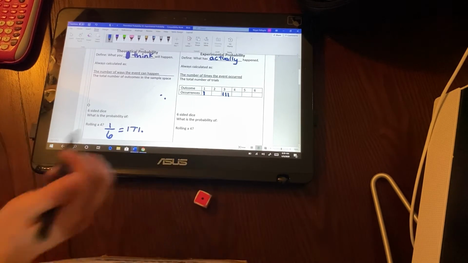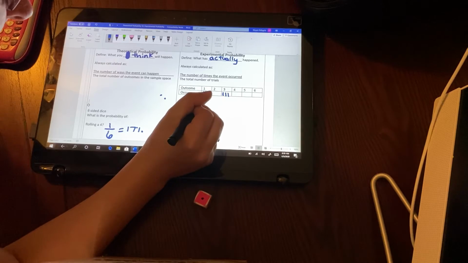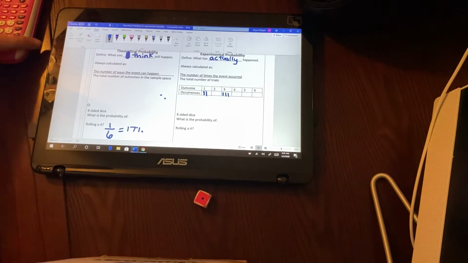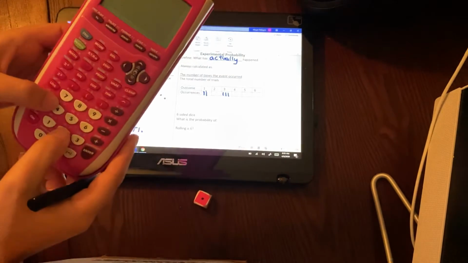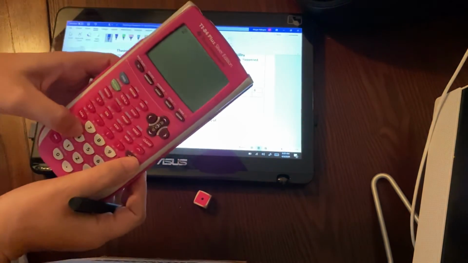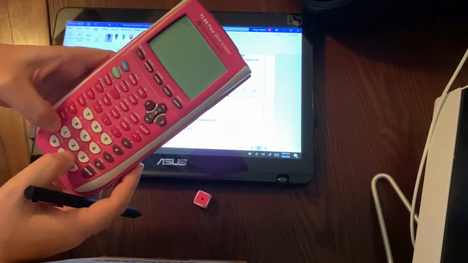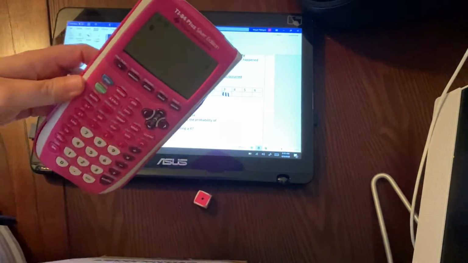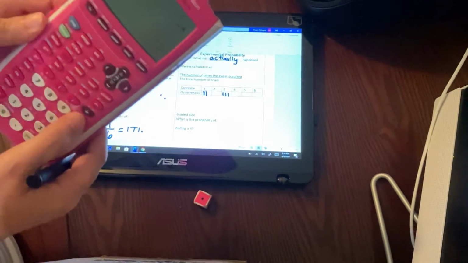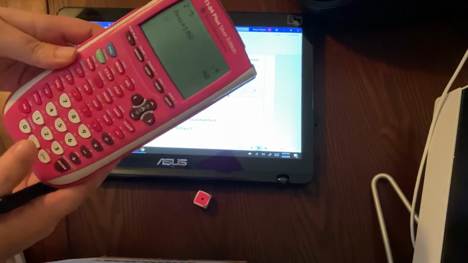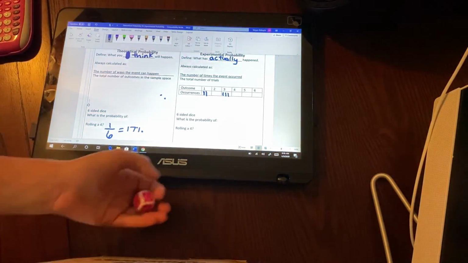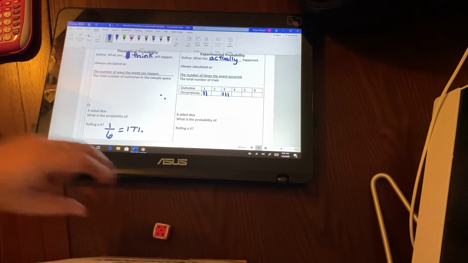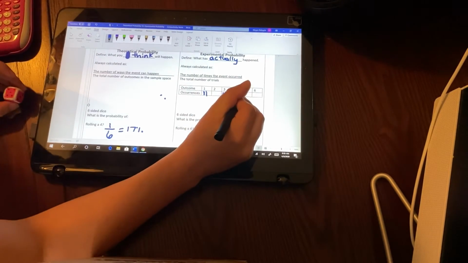Okay, we got a 1 again. So what are the chances of getting 1 at this point? So out of 5 trials, we've gotten 2 1s. So 2 out of the 5 trials is a 0.4 times 100. That is 40%. Okay, so we need to do 5 more times. I'm just going to write them now. Okay, we got a 5.